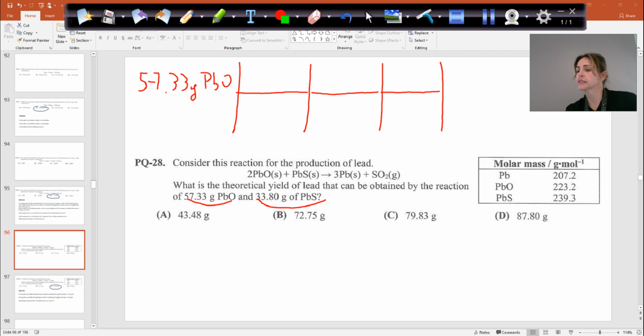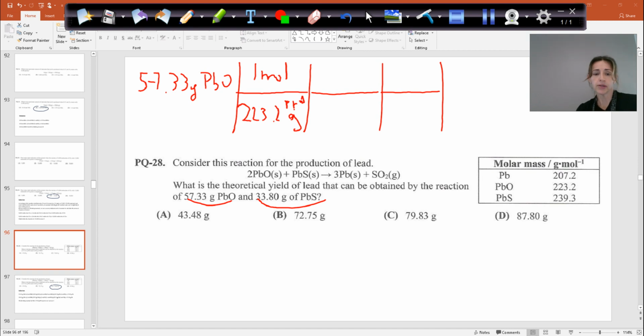They give it to us, it's 223.2, right? So what is the first conversion factor? How do I go from grams of PbO to moles of PbO? 1 over, right? So 1 mole of PbO for 223.2 grams of PbO.